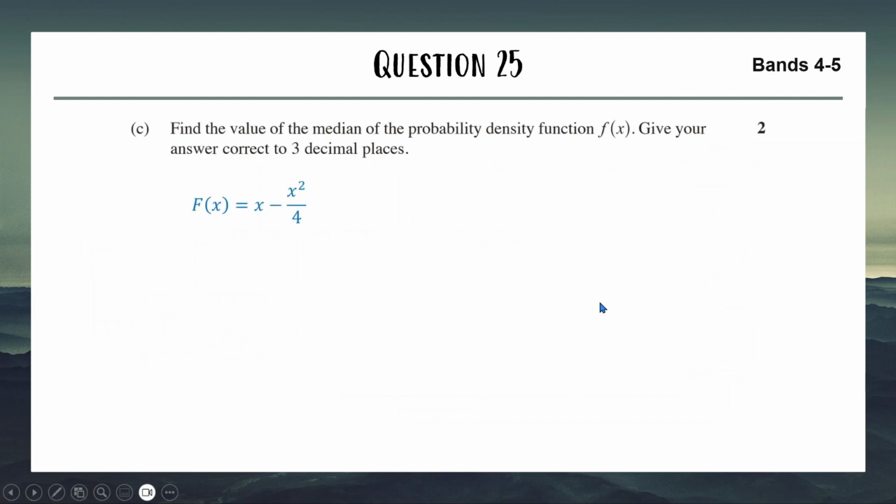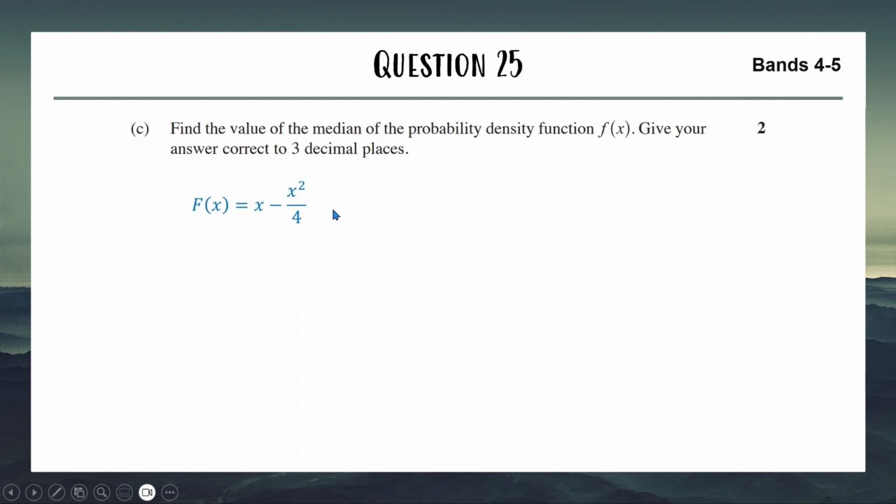Okay, I think there's even a part C for this question. Part C is to find the value of the median of the probability density function f of x. Give your answer correct to 3 decimal places. So we know that the entire area under the curve is going to be equal to 1 because it's a PDF. If we want to find the median, we're trying to find the point where we get up to the halfway point, and the halfway point is 0.5. So because we already have our CDF ready to go, we can set this equal to 0.5, and we can see the value of x that gets us to that halfway point.